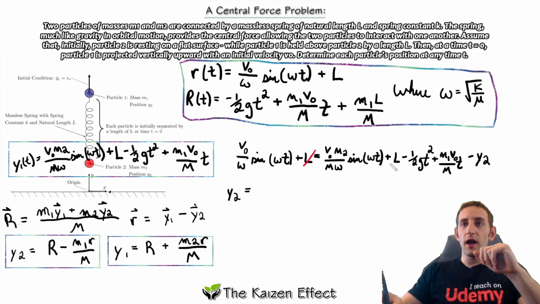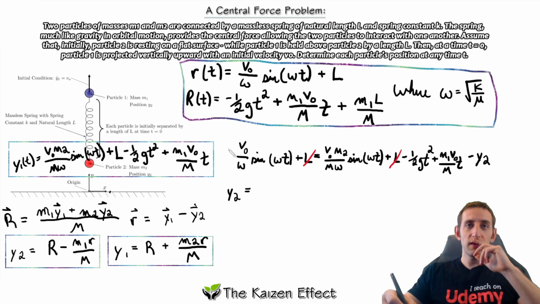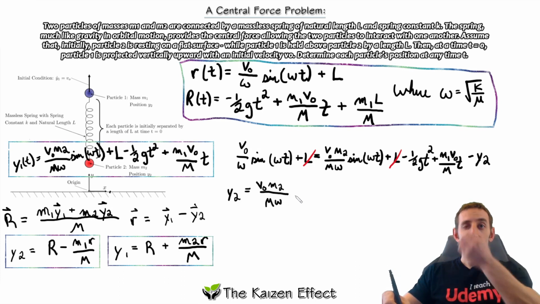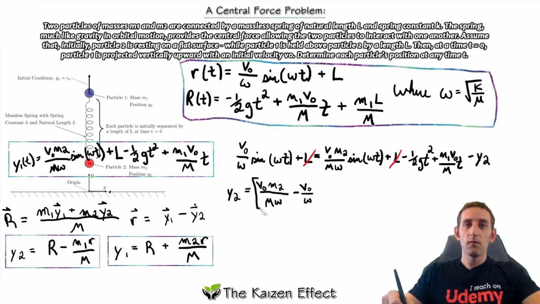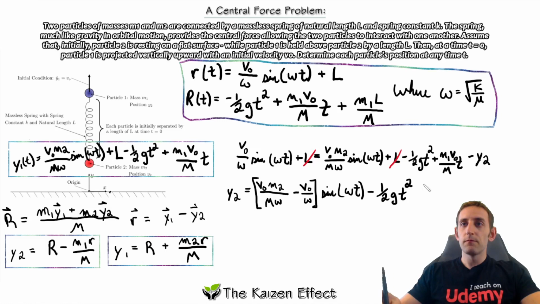We're going to cancel this guy and this guy initially because they're going to cancel no matter what. And then, okay, so how do we do the sine terms? Well, we're going to group the terms. So initially we have this guy, V naught M2 over big M omega minus V naught over omega, all that times sine omega t minus 1/2 gt squared plus m1 v naught over big M t.